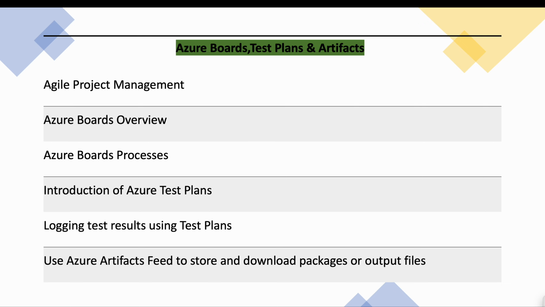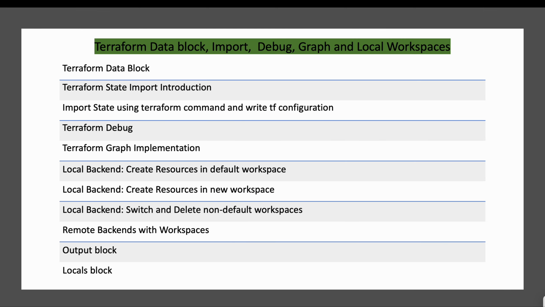Under Azure Boards, Test Plans, and Artifacts, we will cover what is Agile project management, what are the things we can use on the Azure Boards, and the Azure Boards process, everything we will cover. Under the Test Plans, we will cover how to capture the test results, right? These things we will cover under the Test Plans. And under the Artifacts, we will see how to store the output files in the artifacts and how to read it for the next task, right? So these things we will cover with the demo.